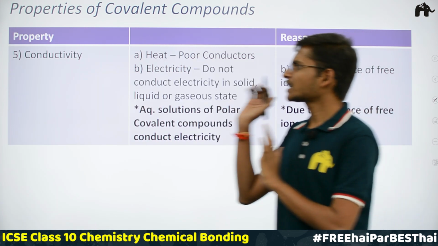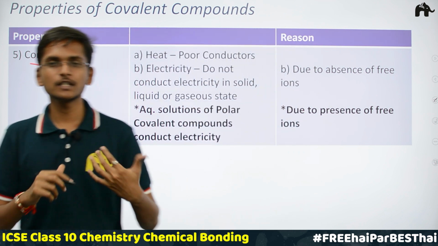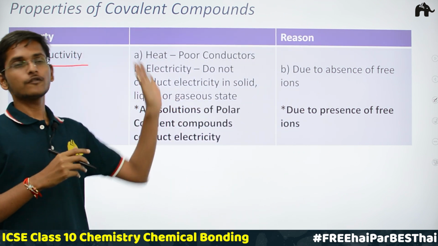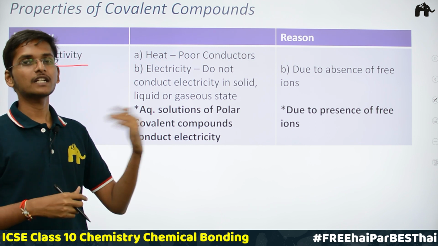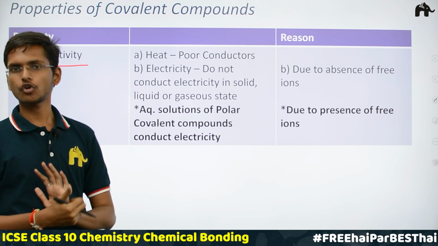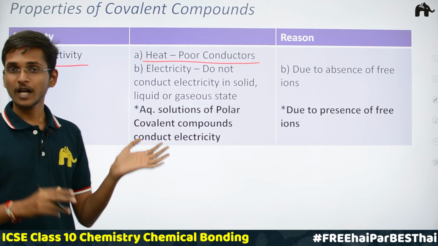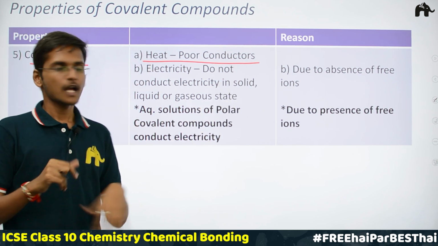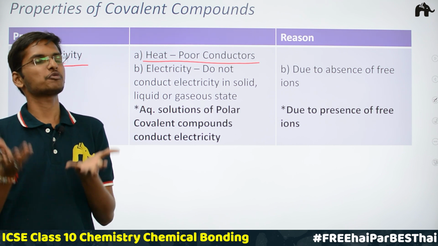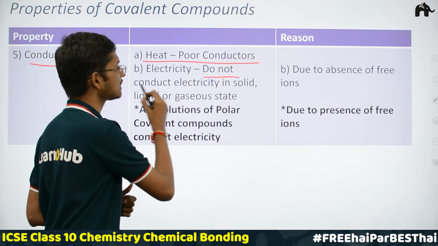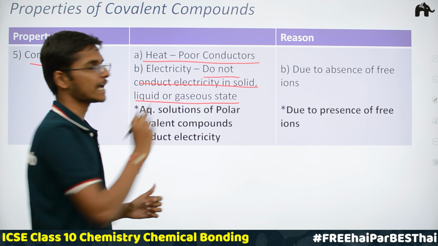Next is conductivity. We have to see the conducting nature of covalent compounds, whether they conduct heat and whether they conduct electricity or not. So they are absolutely poor conductors of heat. Ionic compounds were good conductors of heat, right? And in the case of electricity, they are also poor conductors. They do not conduct electricity in solid, liquid or gaseous state.